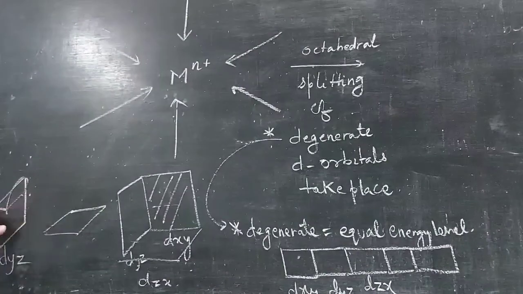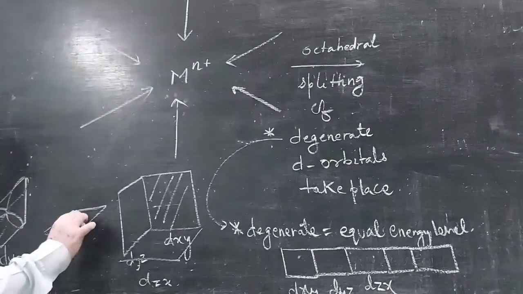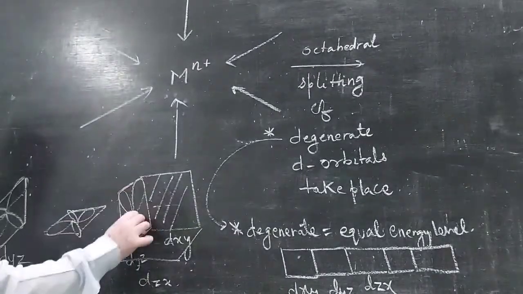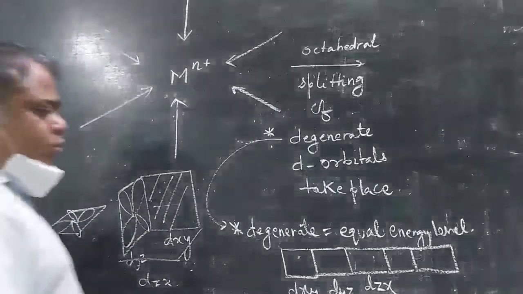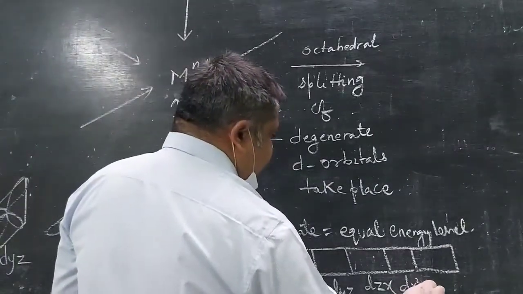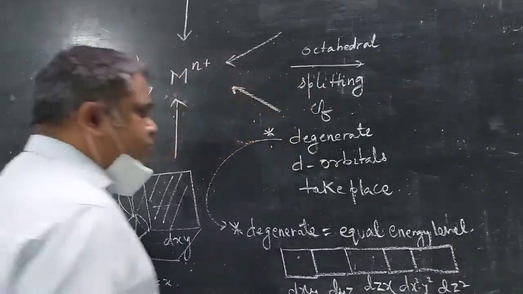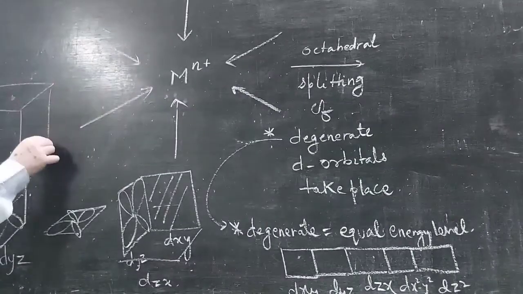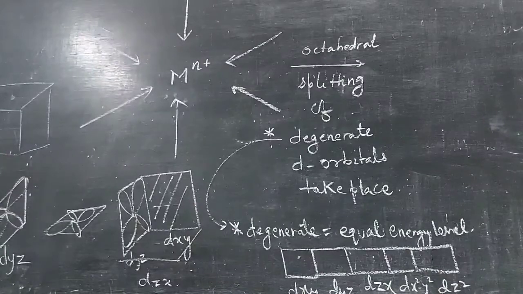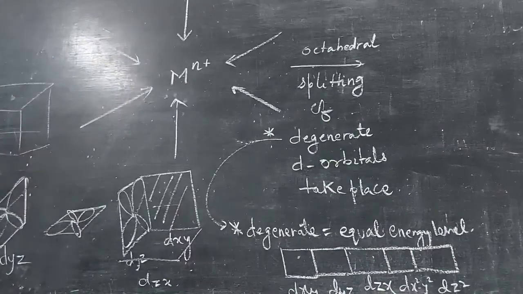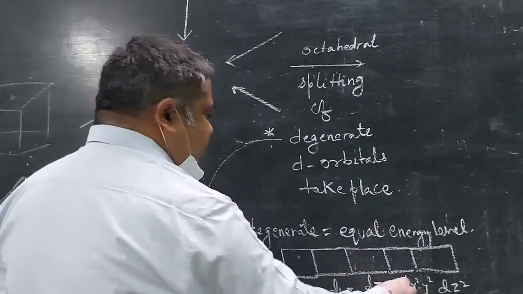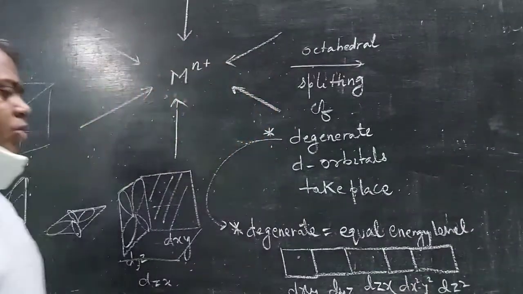So if the d orbital is in yz, we call it dyz. If the d orbital is in the xz, we call it dxz. If the d orbital is in the xy, we call it dxy. And there are 2 more d orbitals, dx square minus y square and dz square. So these all can be shown in the 3-dimensional space. But if you show it all together, it will become cluttered. So we can see only one at a time. The dxy, dyz, dzx, dx square minus y square and dz square are of equal energy level.